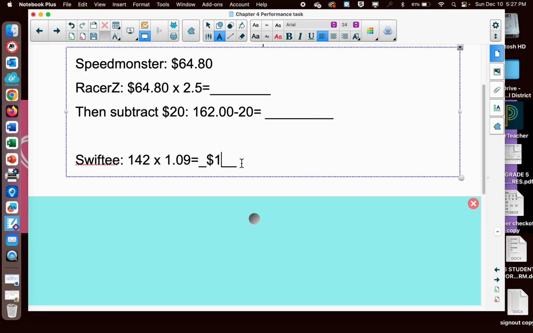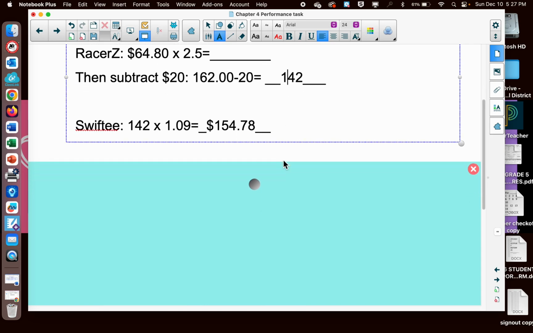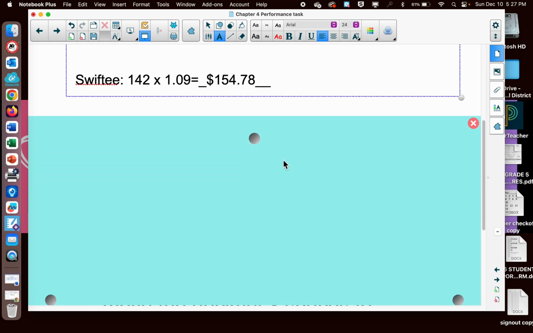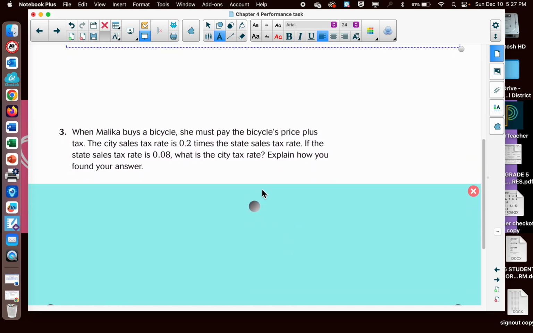So the Swifty is $154.78. We have 142. So she has enough money to buy any of those bikes, but she's got to make a decision on how much she wants to spend. But she also has to realize that when she buys a bike, she's going to have to pay some tax.